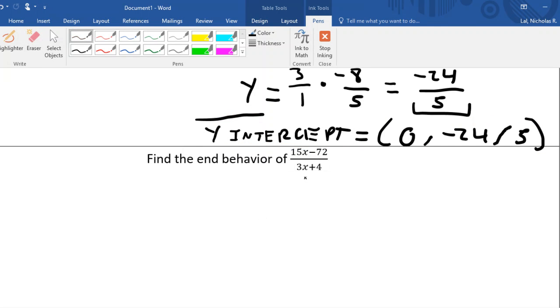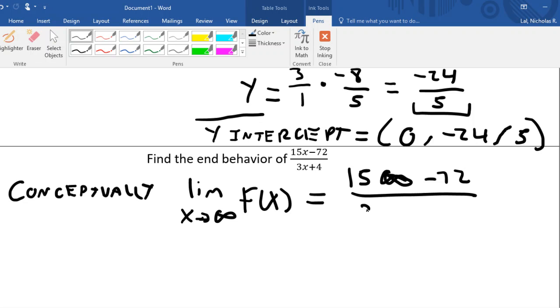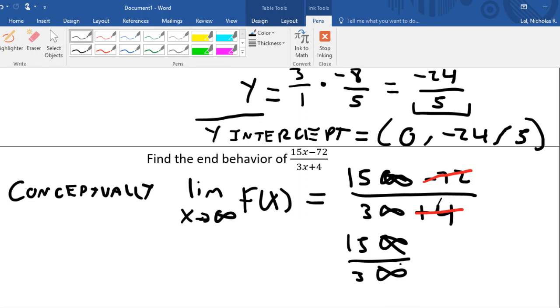This is a rational function where the highest degree is 1, right? And the numerator degree is equal to the denominator degree. So think about it conceptually, the limit as x approaches infinity of f of x is going to be equal to 15 infinity minus 72 over 3 infinity plus 4, where that negative 72 and that 4 become irrelevant, right? So then this becomes 15 infinity over 3 infinity. Infinities cancel out, and that's going to be equal to 15/3, which is equal to 5.